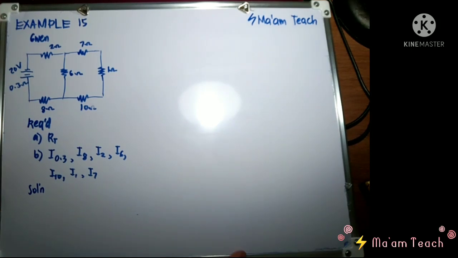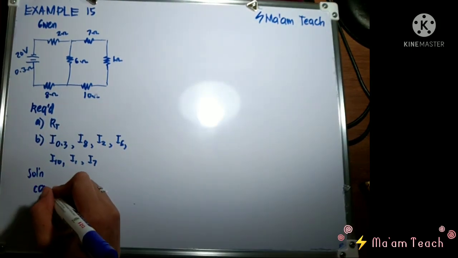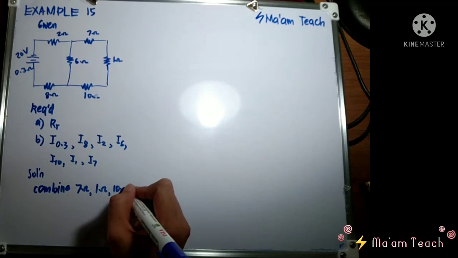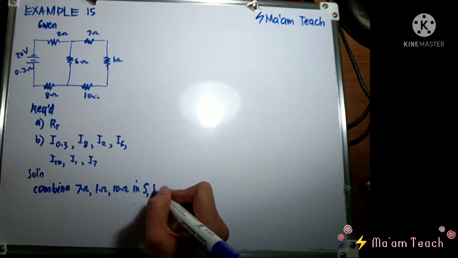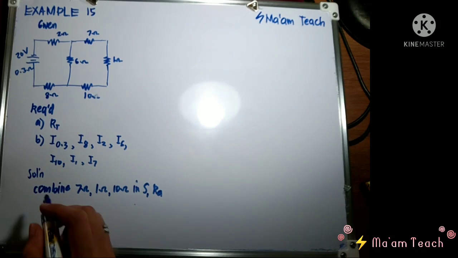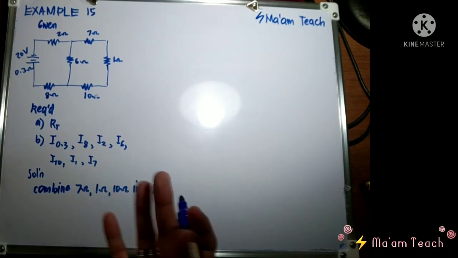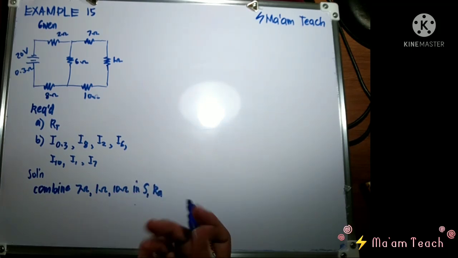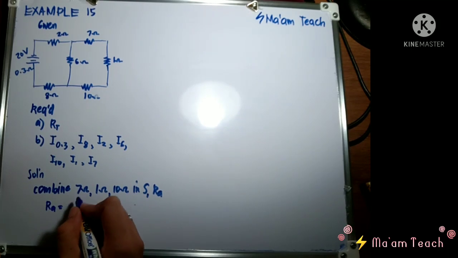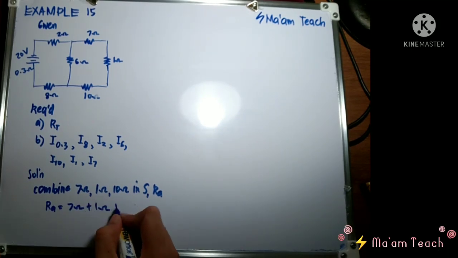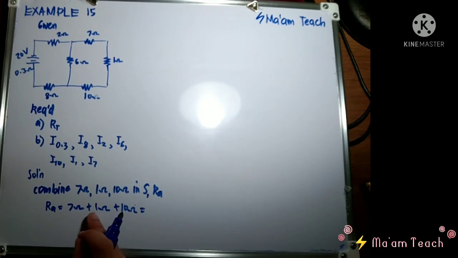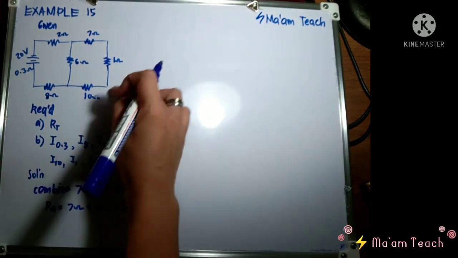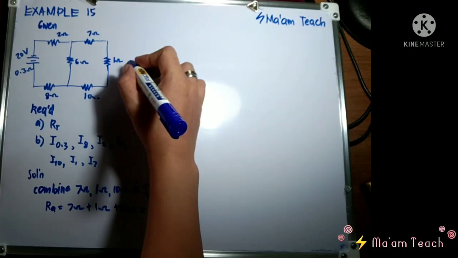So therefore, let's combine 7 ohms, 1 ohm, and 10 ohms in series. Let's name their combination as R sub A, class. If you could recall, in series, in order to get their total resistance, you simply add them. So R sub A here is 7 ohms plus 1 ohm plus 10 ohms, and this is 18 ohms. Again, this 18 ohms is just this part right here.